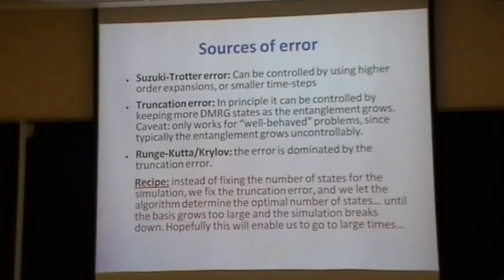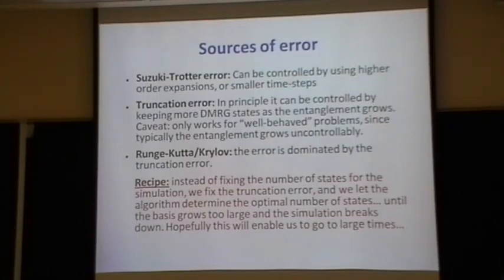So let's talk a little bit about the sources of error here. The Suzuki-Trotter error, of course, is one source of error. And this can be controlled by using higher order expansions, as I showed, or you can use smaller time steps. So you have to be careful with the energy scales involved in your program. And depending on the energy scales, you want to adjust your time step accordingly. So what you want to do is do many simulations using different time steps and see how they converge after the time step is small enough.